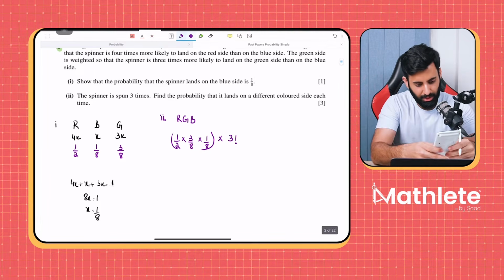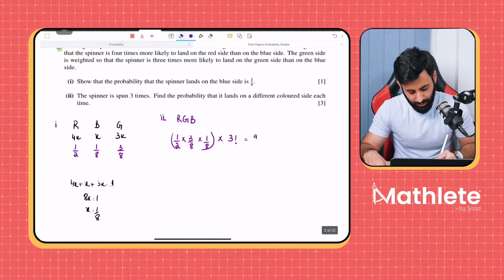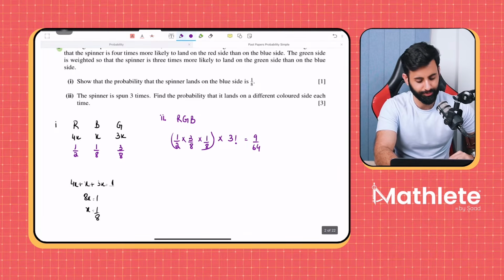So now let's work this out. 1 into 3 into 1 in the numerator, 2 into 8 into 8 in the denominator, and then multiplied by 3 factorial. Let's see what do we get. We get 9 upon 64. And there you go. That's your answer.